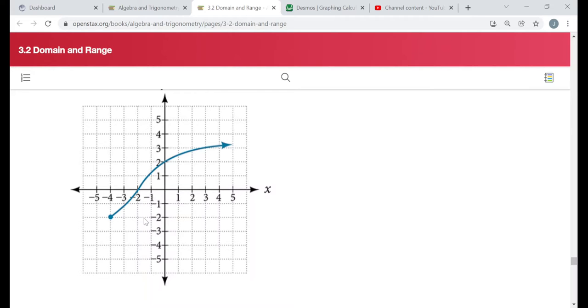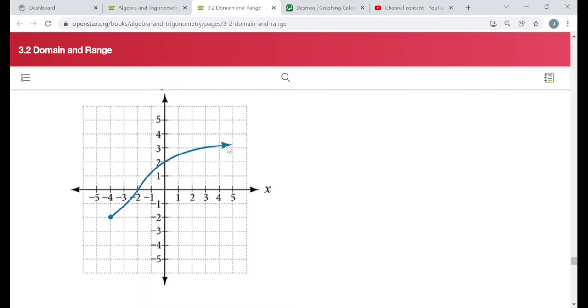Right. This y value of -2 is actually the y coordinate of this solid point here. So -2 is in the range, and then every y value above it is a y coordinate of some point on this graph. Right? -1 is the y coordinate of this point here, where my cursor is. 0 is the y coordinate of this point. 1 is the y coordinate of this point. 2 is the y coordinate of this point. 3 is the y coordinate of this point.